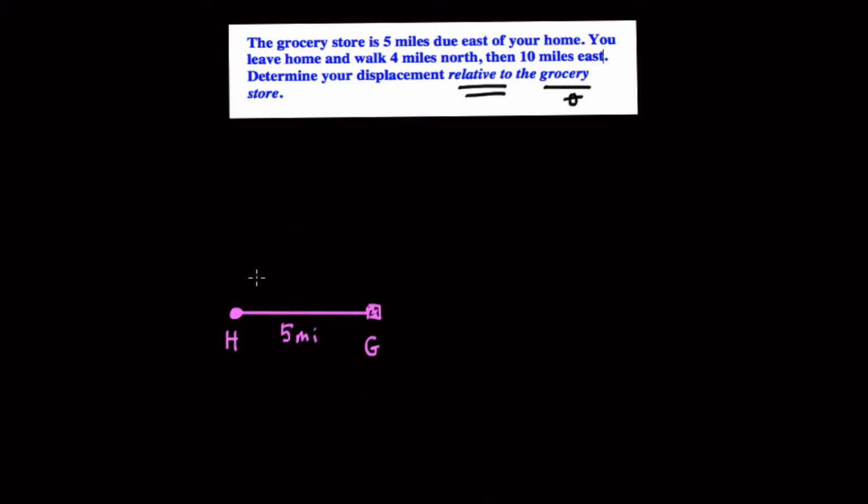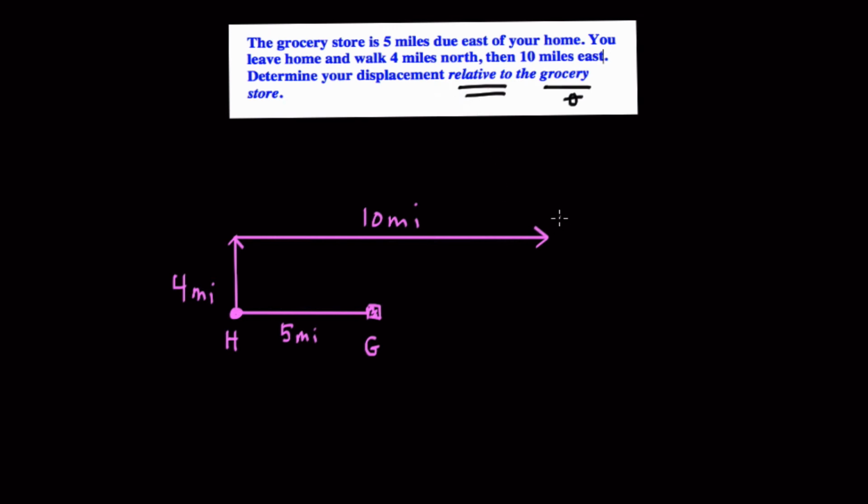Let's see, you leave and you walk 4 miles north, so we'll make some vector here, and we'll call that 4 miles. And then you walk 10 miles east. Well, if this distance is 5 miles, 10 miles is going to be twice as far. So I'm going to try to draw this line to be twice as long as the other one. And I'm going to label these. This is 10 miles, the entire vector here, and this is 4 miles. Right? I walked 4 miles north and 10 miles east.